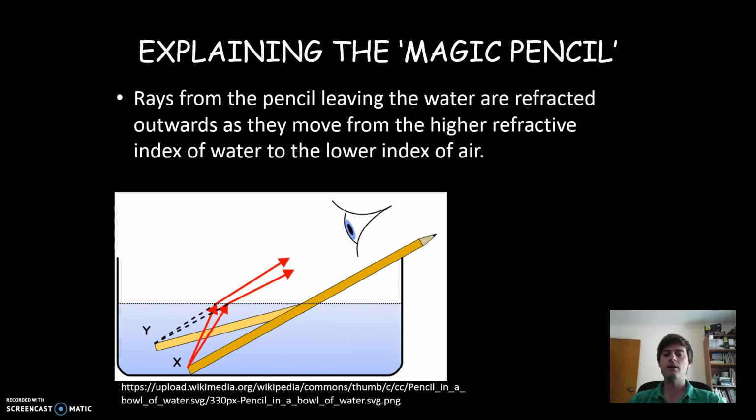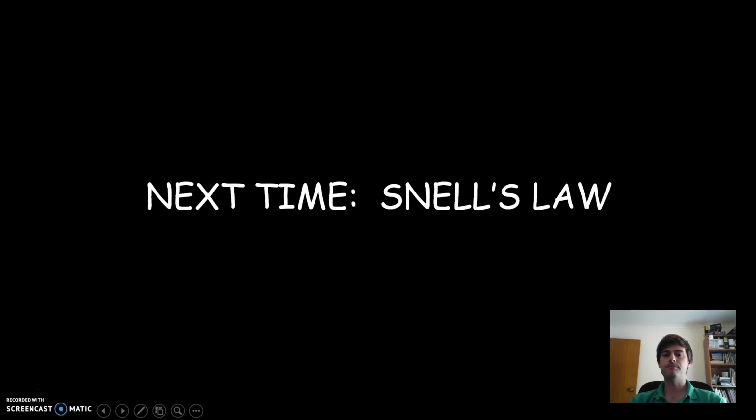So our eye projects those rays backwards, and to our eyes, it appears as though the end of the pencil is at the position Y in that diagram there. That will occur all the way along the length of the pencil where it's in the water. That's how we get that little kink. It's caused by the light rays passing through the water and refracting outwards as they enter the air. That's what causes the optical illusion.